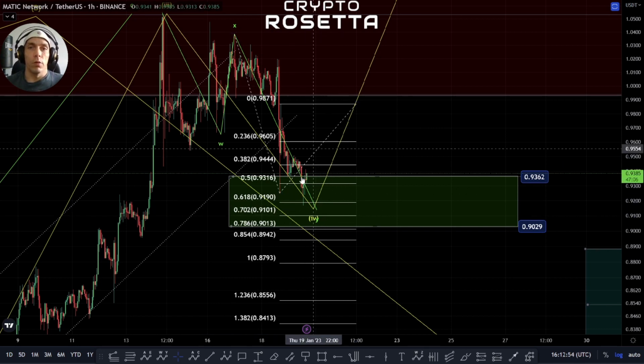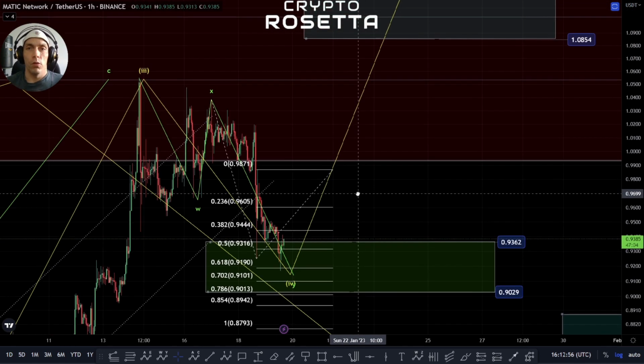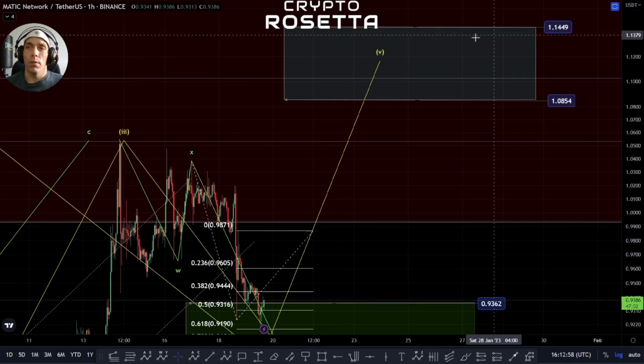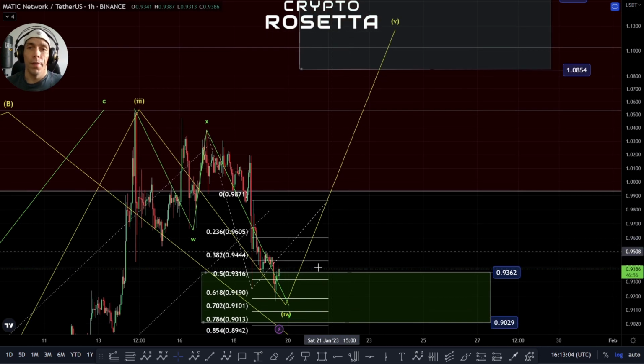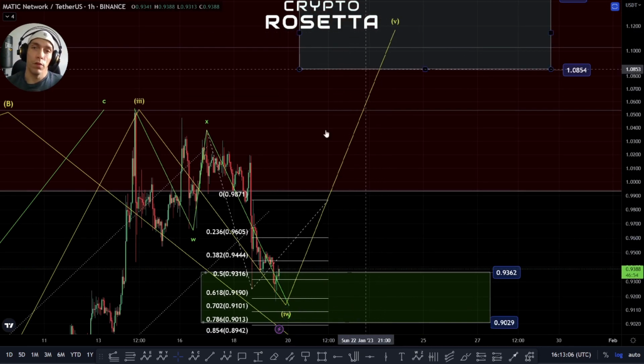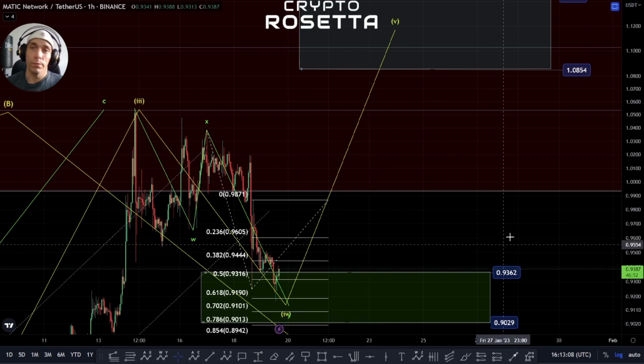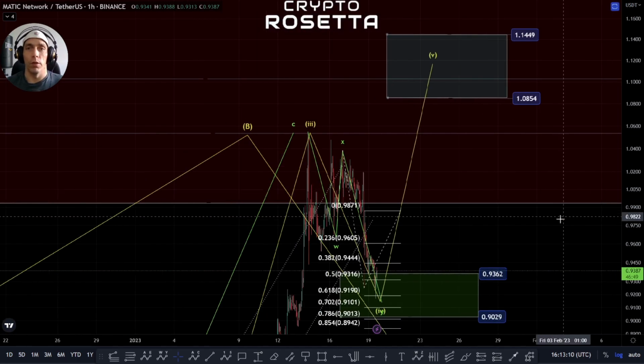So we're currently within the zone. It is possible we could start to move away from here, and if we do move away from this current target, then our fifth wave target would be this 11449 to this 10854. If we do actually move up here one more time in a 5-wave structure, this would be the target I would be looking out for.